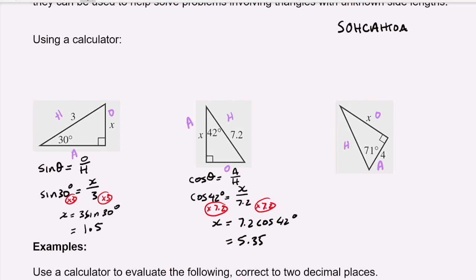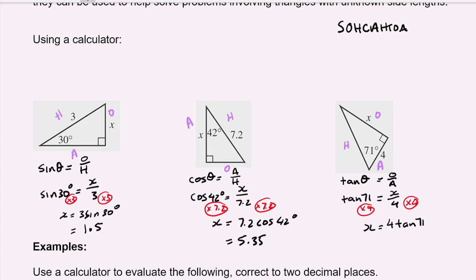Now last one there, well, we don't have the hypotenuse anymore, so we're just stuck with tan. So we go tan theta is O over A. Tan 71 is going to be x over 4. Use our algebra, our solving equations skills to solve for x.